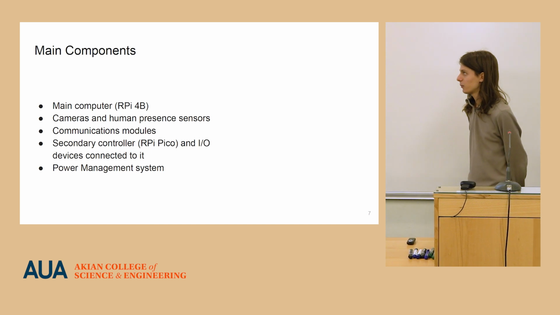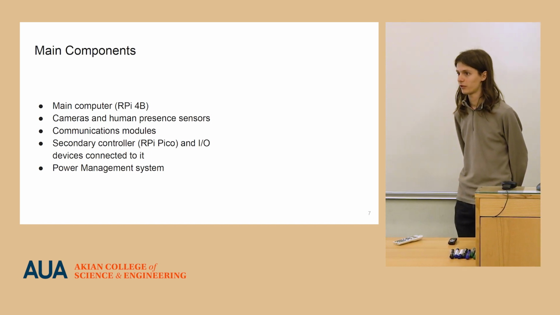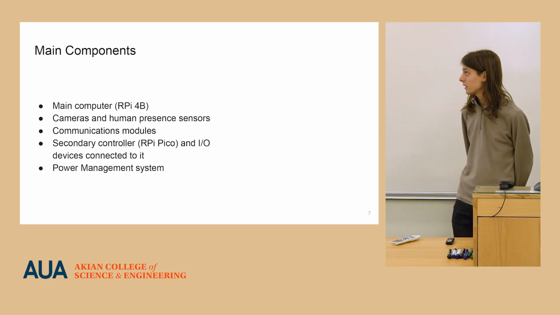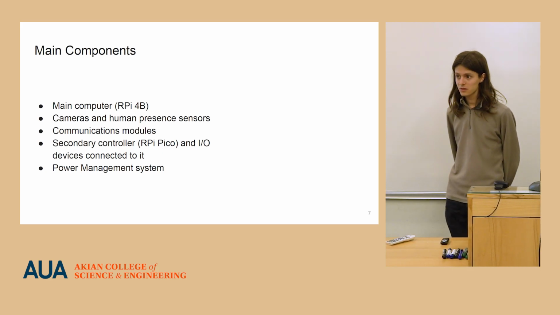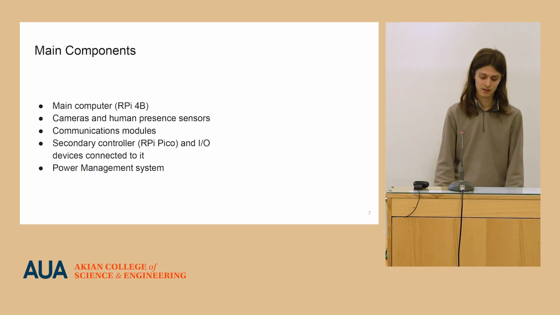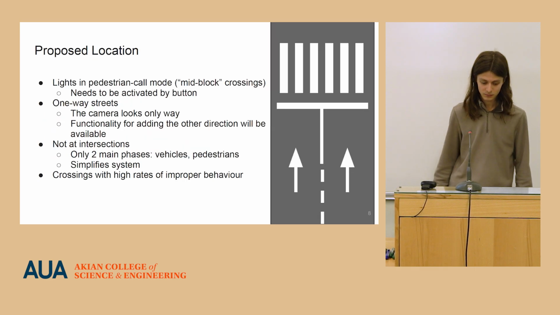So the main components of the device are the main computer, which is a Raspberry Pi 4 Model B, its camera and human presence sensor, the communication modules, the secondary controller, which is the Raspberry Pi Pico, and its input-output devices, and the power management system.